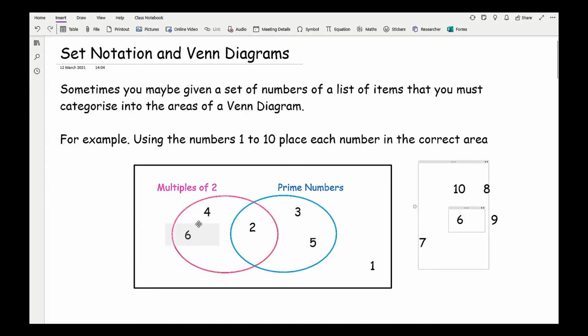6 is a multiple of 2, but not a prime number. 7 is a prime number, but not a multiple of 2. 8 is a multiple of 2, but not a prime number. 9 is neither a prime number nor a multiple of 2, so that goes outside. And finally 10 is a multiple of 2 but not a prime number, so that goes in that section there. And there we've placed all of the numbers from 1 to 10 inside our Venn diagram, whether it be inside both circles, one of the circles, or left completely isolated outside but still within the rectangle.